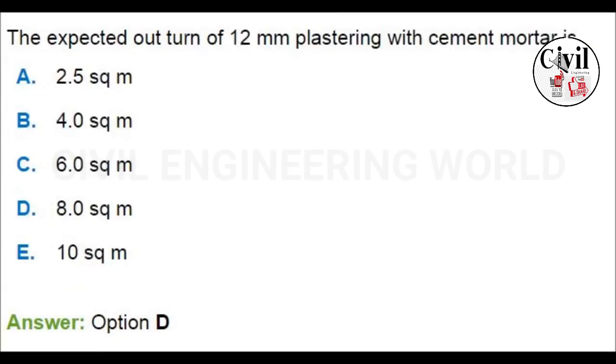Okay, that's fine. The next option is the expected turnout of 12 mm plastering with cement mortar is 8 square meter. So this is the plastering turnout of 12 mm thickness. Okay, this is the correct answer.